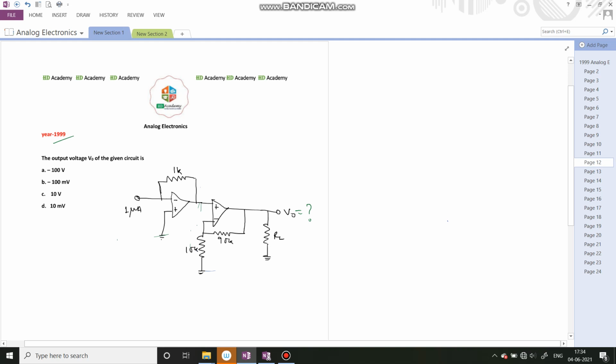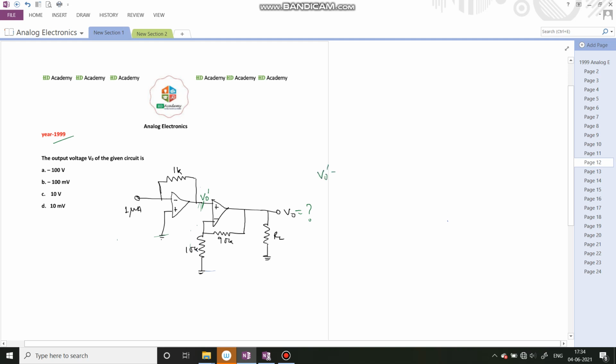Now see, in this circuit there are two sections. The first section is from this portion, and then there is a second section. At first we measure the first section value. Suppose the first section value at this point is V0 dot. Now what will be the value of V0 dot?